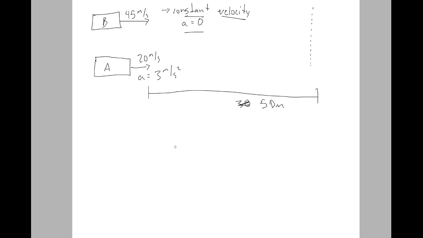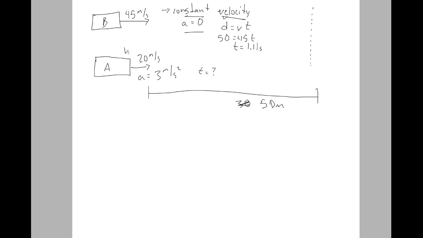Okay? Well, to do that, the top car, since I have no acceleration, you use distance equals velocity times time. Well, I know my distance, that's 50 meters. I know my velocity is 45. I could solve for time. So 50 divided by 45 gives me 1.111111 seconds. So 1.11 seconds.